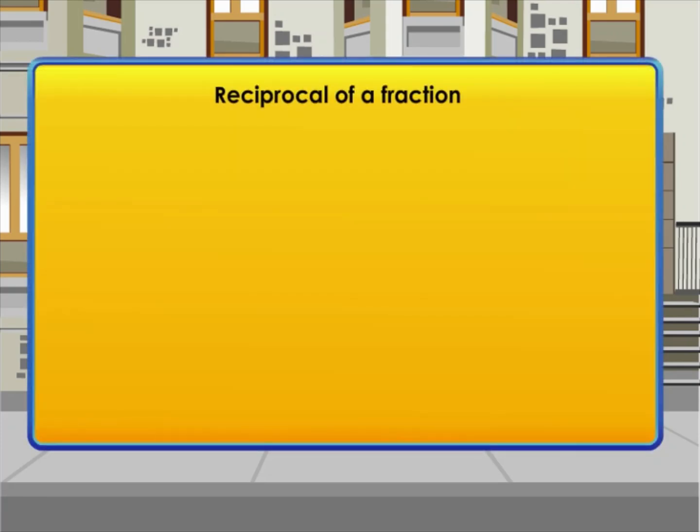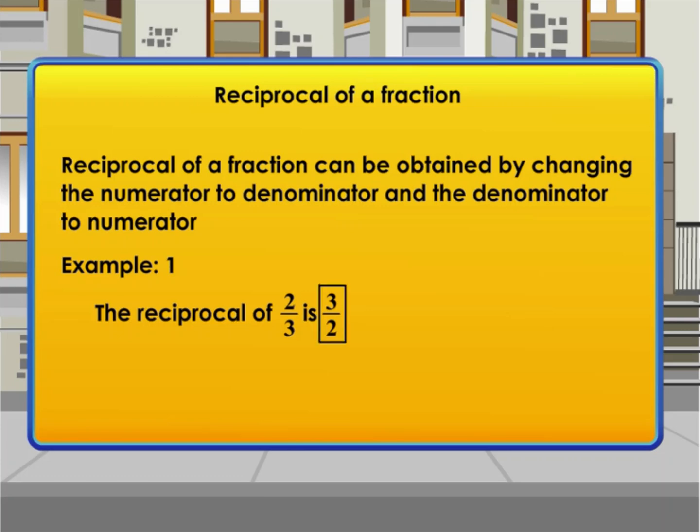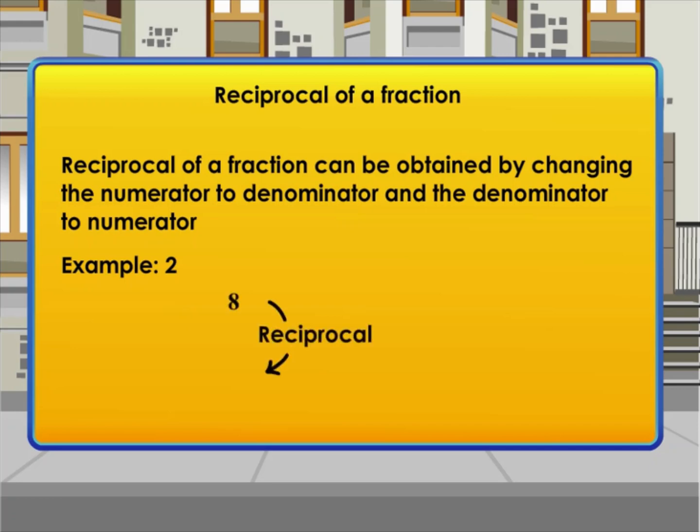Reciprocal of a fraction. Reciprocal of a fraction can be obtained by changing the numerator to denominator and the denominator to numerator. For example, the reciprocal of 2 divided by 3 is 3 divided by 2. Let's take another example. The reciprocal of 8 is 1 divided by 8. And again, reciprocal of 1 divided by 8 is 8.